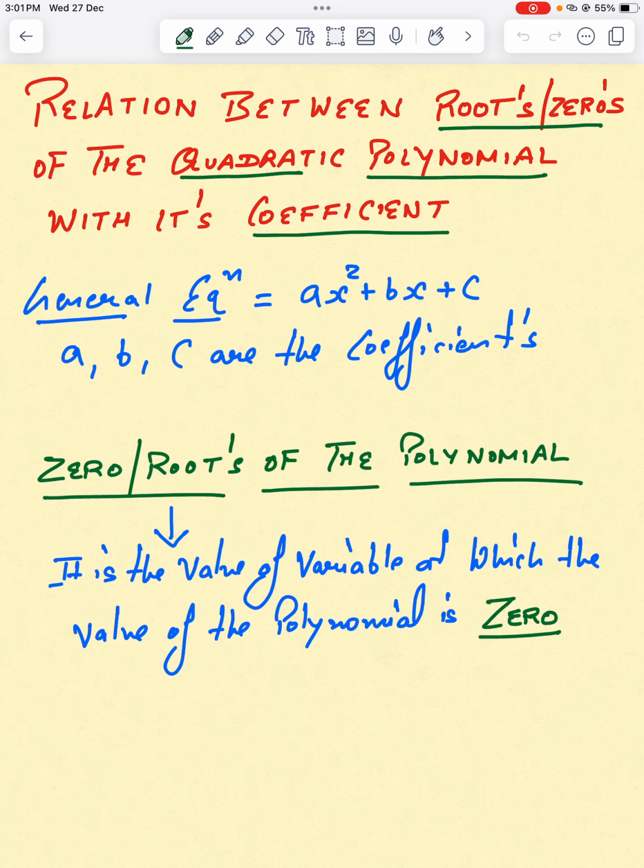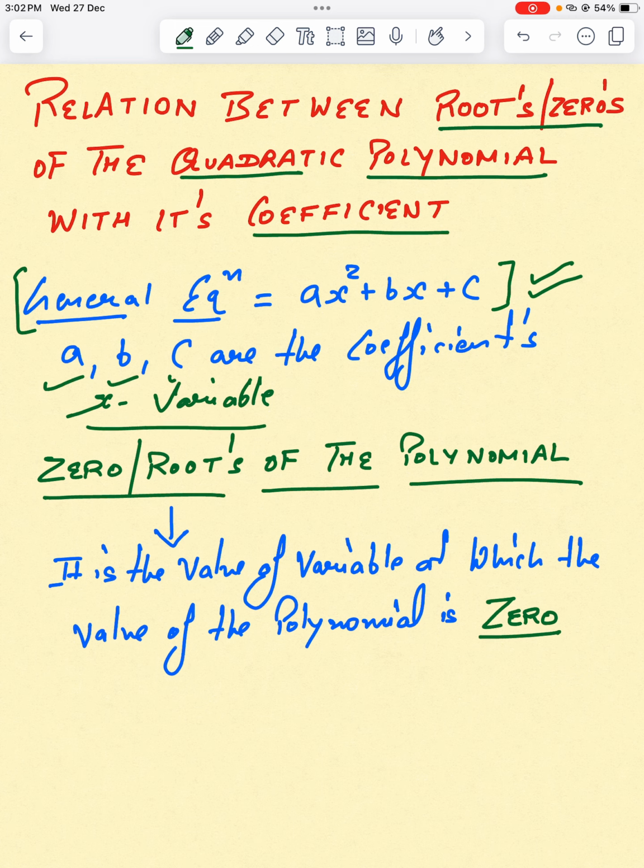So we all know that the general equation of the quadratic polynomial is ax square plus bx plus c, where x is the variable and a, b, c are their coefficients.